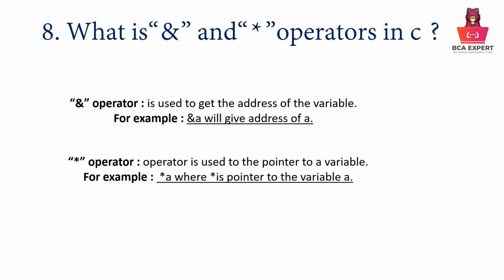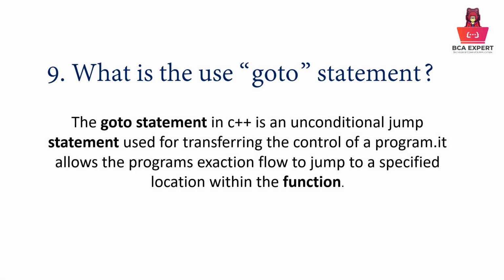So next one, what is the use of the goto statement? The goto statement in C++ is an unconditional jump statement used for transferring the control of the program. It allows the program's execution flow to jump to a specific location within the function.